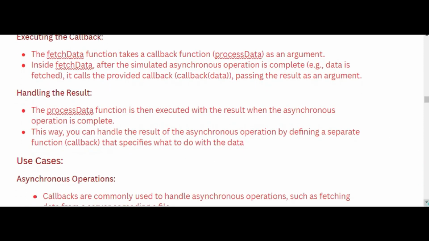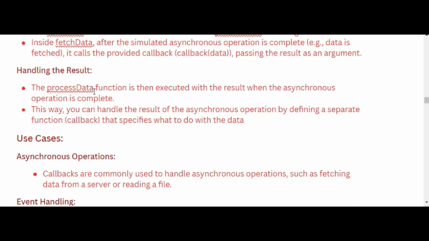Now, handling the result: the processData function is then executed with the result when the asynchronous operation is complete. This way, you can handle the result of the asynchronous operation by defining a separate callback function that specifies what to do with the data.